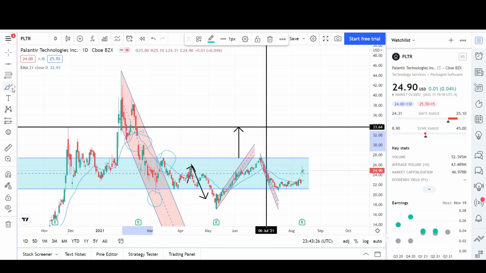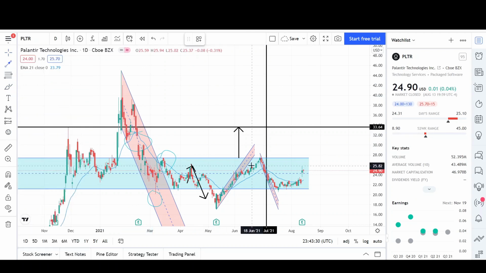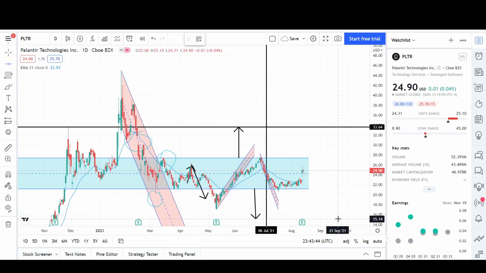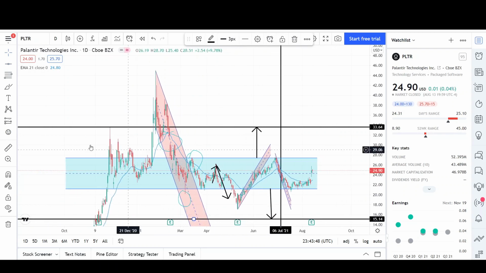However, if Palantir cannot break out to the upper side, we could fall back inside of the range and then continue lower. And if it does break out on the lower side of the range, we could reach this one right here, this price target right here, this $15 level. However, I don't see that happening. I feel like most likely we will break outside the upper side of the channel and then continue higher.